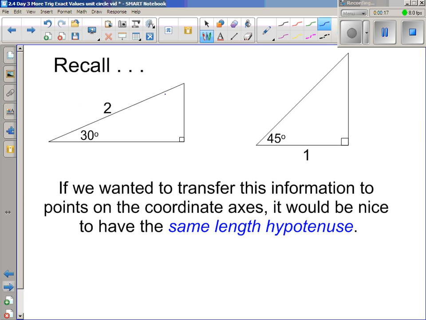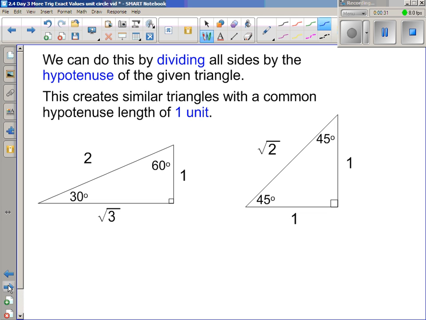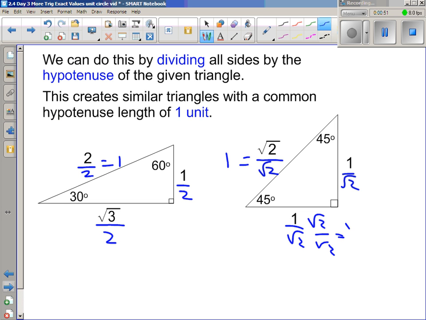You recall, given just a limited amount of information, we can create these special triangles. One's called a 45-45-90, the other's a 30-60-90. I did that work yesterday. And what we're going to want to do is create the similar triangles that have the same hypotenuse length. And we can do that by dividing the 30, 60, 90 by 2 and the 45, 45, 90 by square root of 2. And we get a hypotenuse of 1. Of course, this guy needs to be rationalized. So square root of 2 over 2 will be the ratios we use.